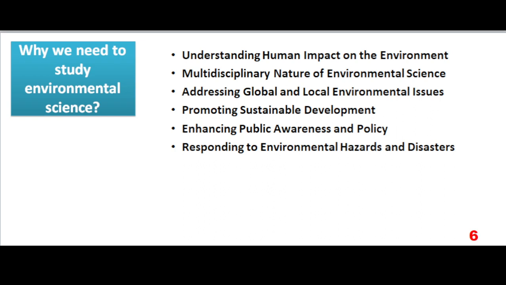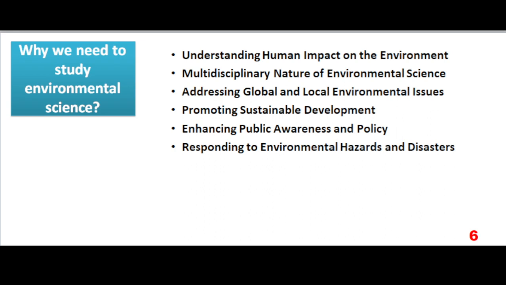Then enhancing public awareness and policy. Public awareness and effective policy making are critical for environmental protection. Environmental science plays a vital role in educating the public about the importance of the environment and the need for sustainable practices. It also informs policymakers by providing scientific evidence and recommendations for regulations and policies aimed at environmental conservation and pollution control.